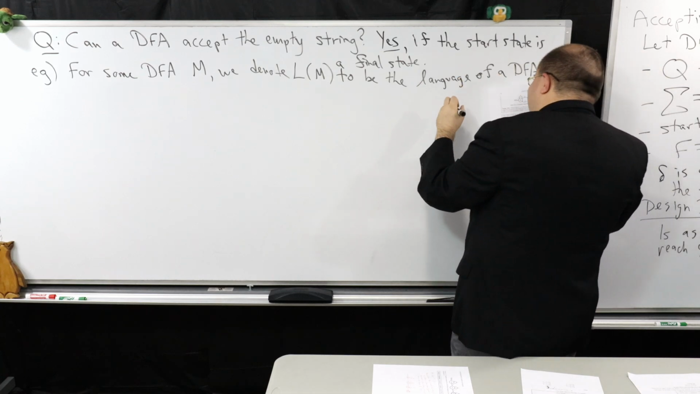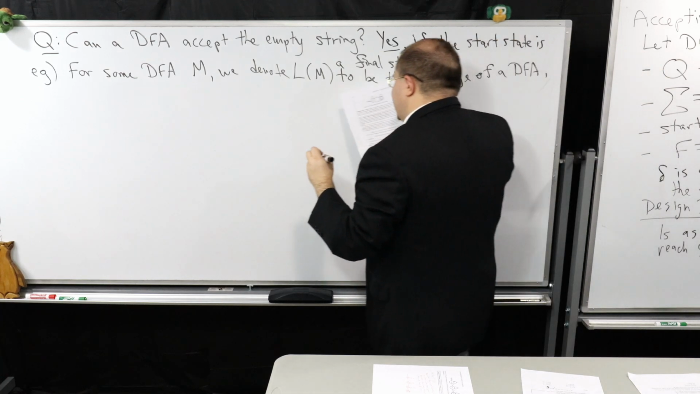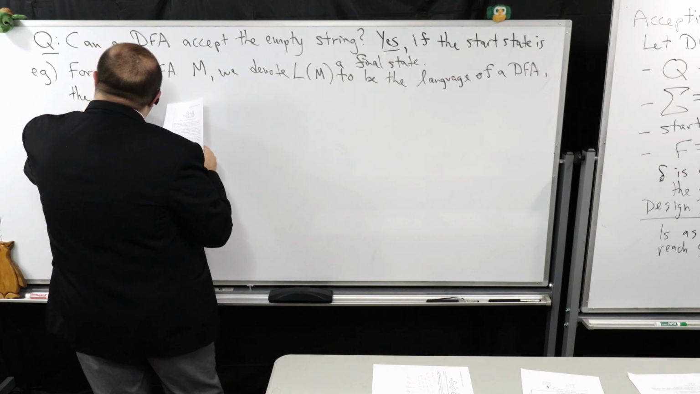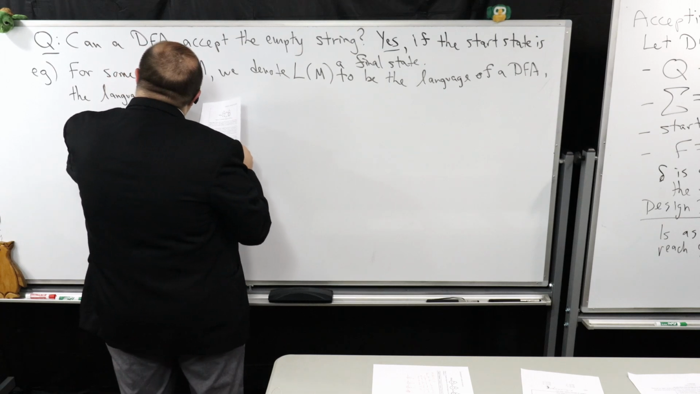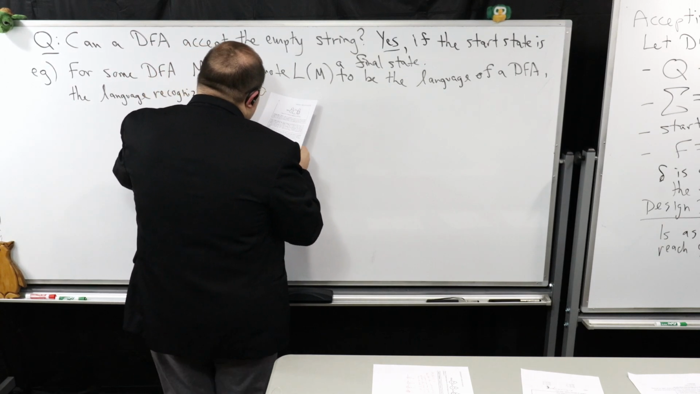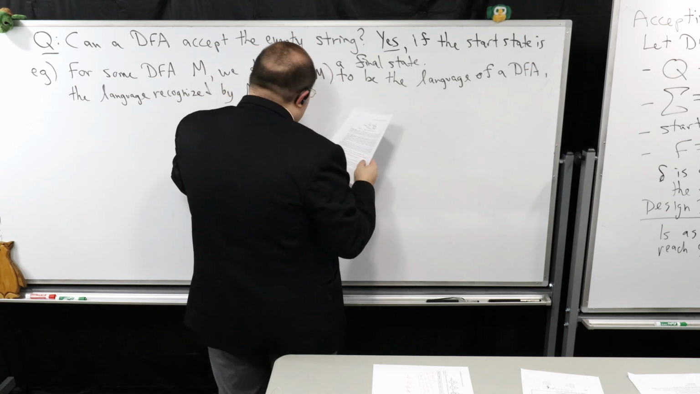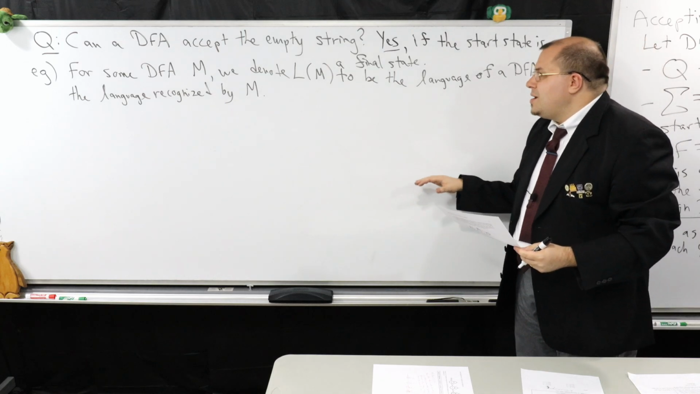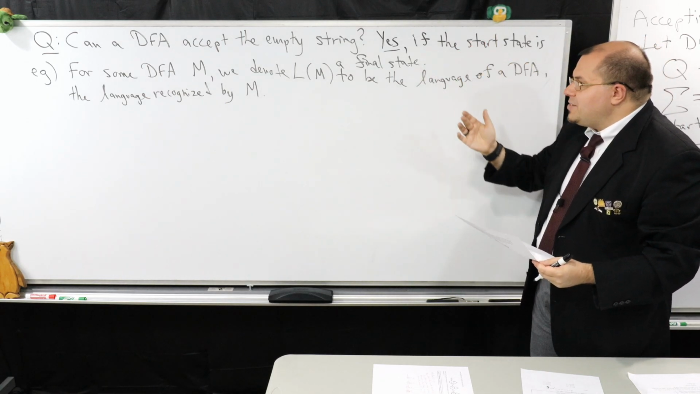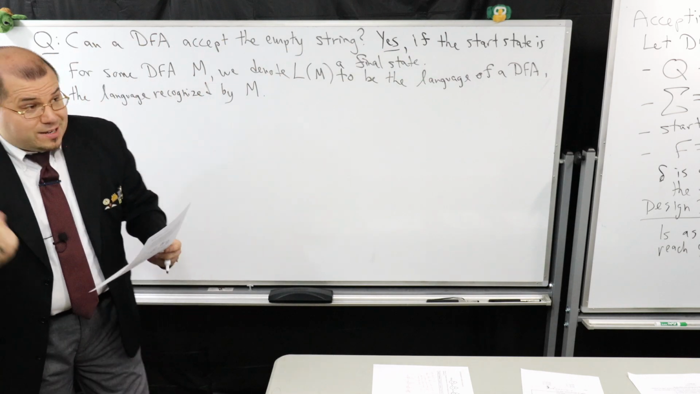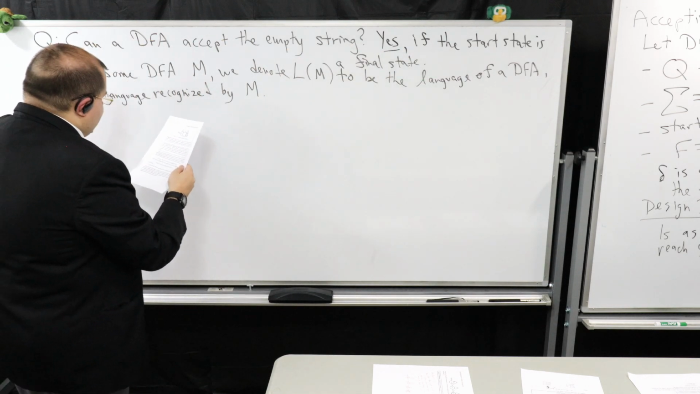To be clear, another way you could phrase this is the language recognized by M, which of course is just all the strings that get accepted by M. So if you're wondering what L of M is, I'll very often use that notation to describe the language that the machine accepts. Let me do another example here.